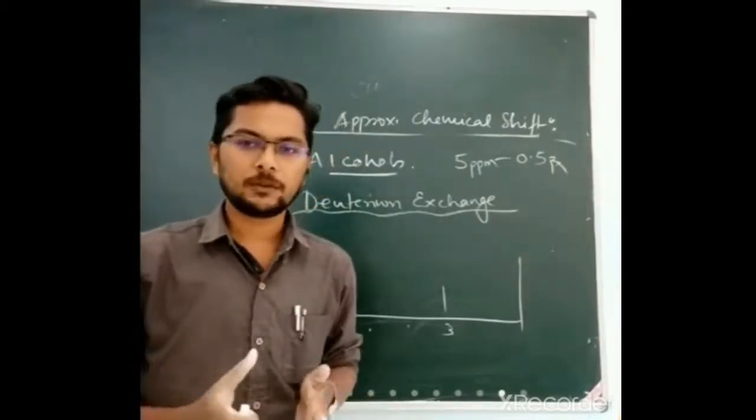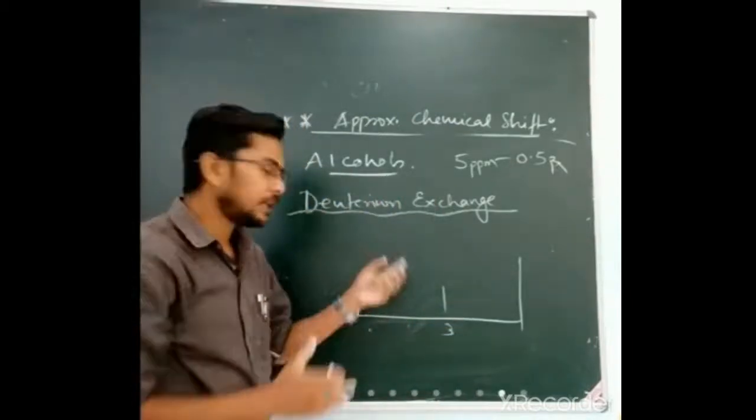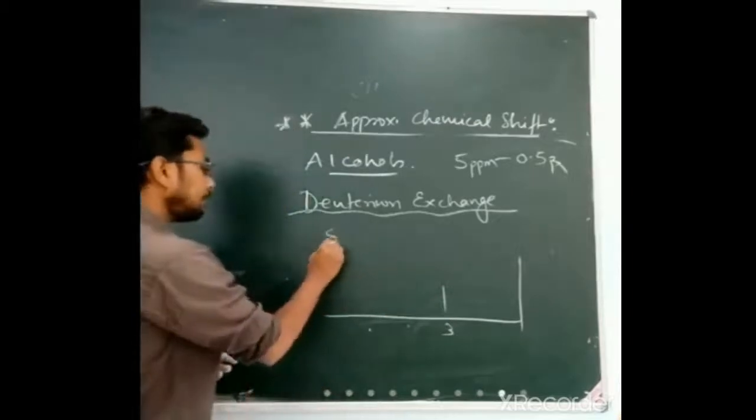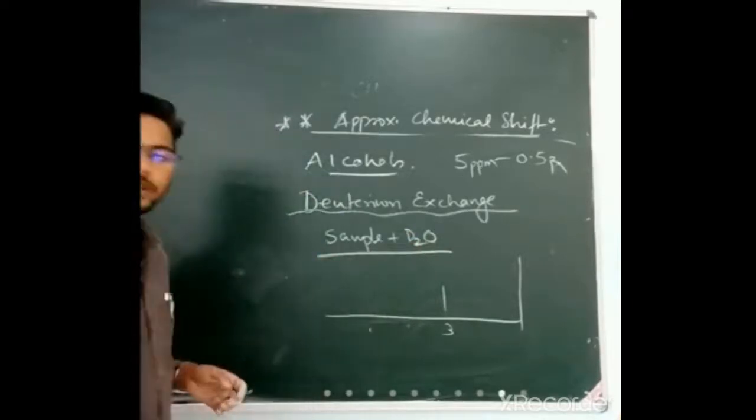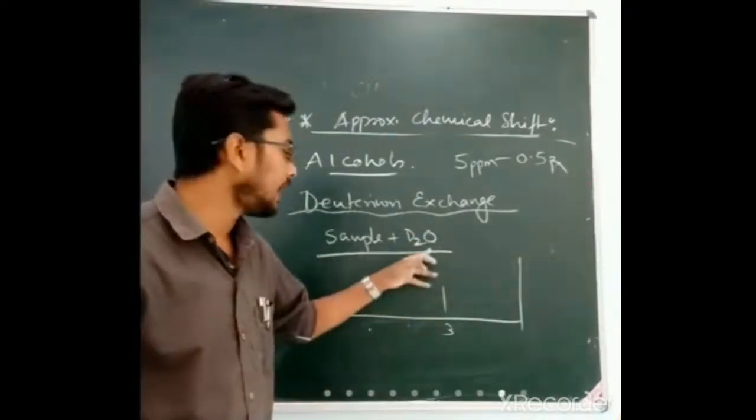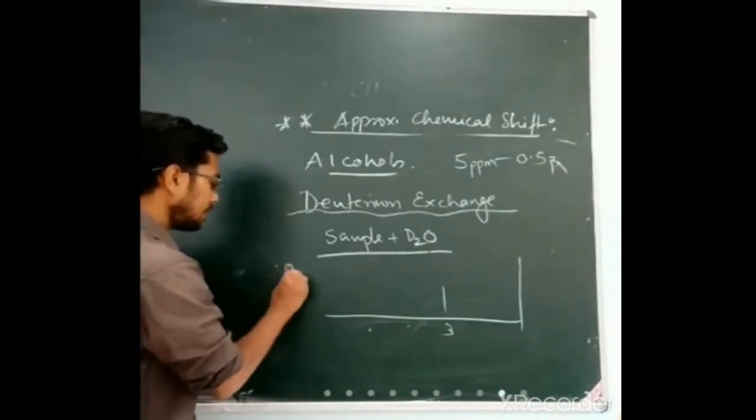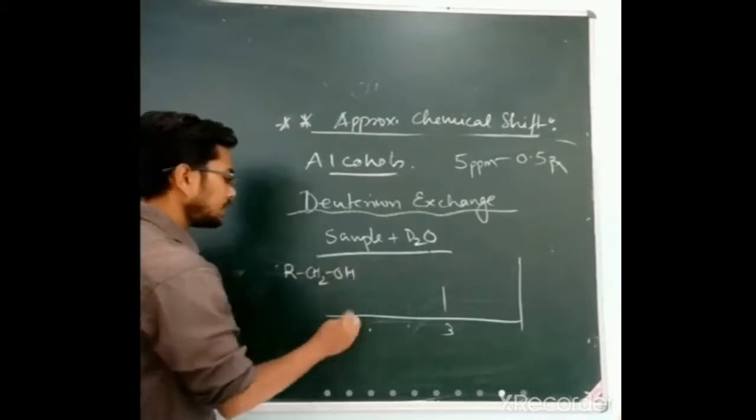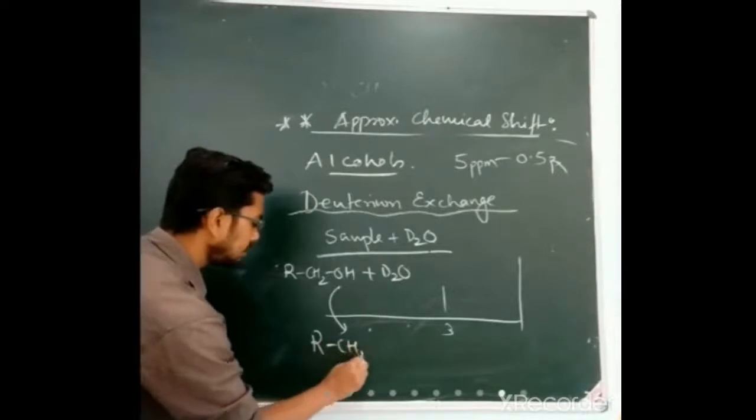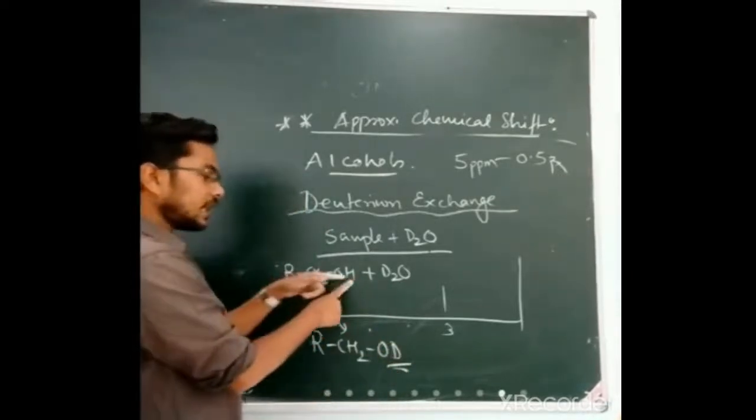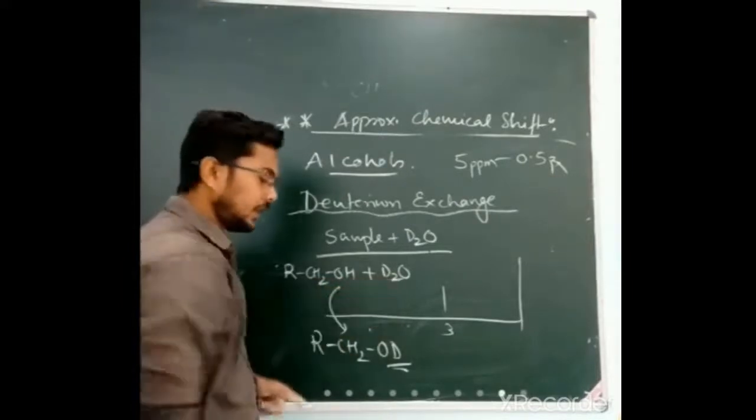So what you can do is record this sample, and you will get this peak. Then, to the sample you add deuterium oxide, D2O. Suppose I draw it as RCH2OH, and then you add D2O. What will happen is you will get RCH2OD. That means this hydrogen is exchanging with the solvent deuterium, D, and we know deuterium is an isotope of hydrogen.